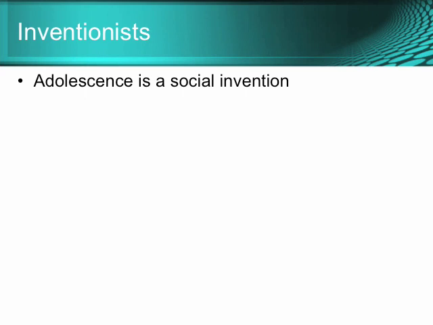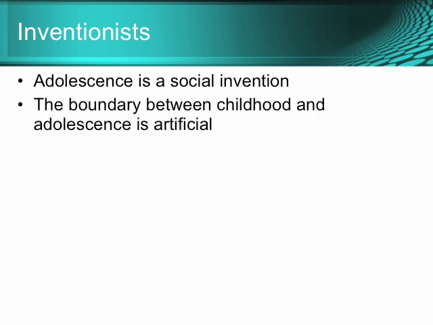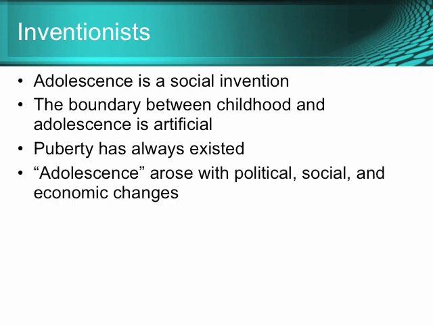One school of thought on the study of adolescence is that adolescence is a social invention, and therefore the boundary between childhood and adolescence is artificial. In other words, it is a social construct that has been invented by society. Inventionists argued that puberty has always existed, though adolescence is a contemporary construct. They believe that adolescence arose as a result of political, social, and economic changes within our society.